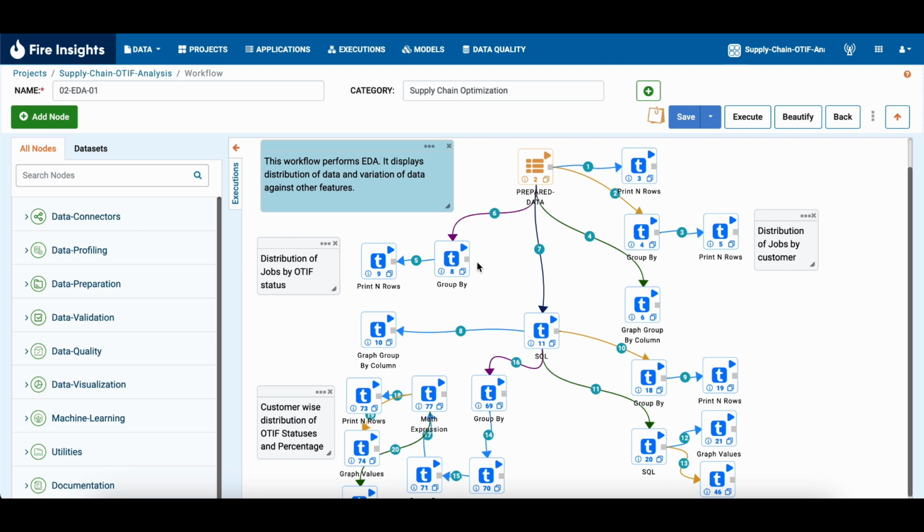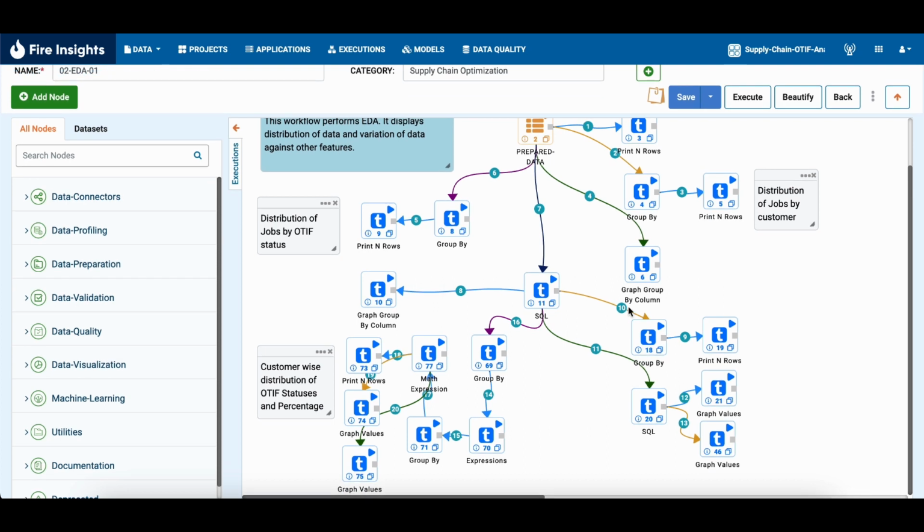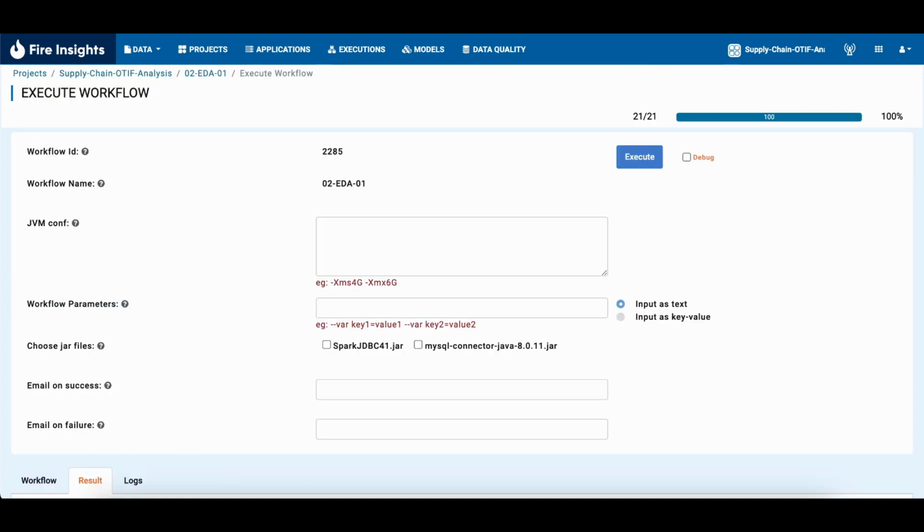For our on-time in full analysis, we will be focused on two things. The first is the distribution of the jobs by the on-time in full status and the distribution of jobs by customers. In this case, we have two customers, Procter & Gamble and Unilever. After this, we will then combine each of these two to produce the customer-wise distribution of OTIF statuses, and additionally, we will calculate their percentages using the math expression node. Let's take a look at the execution of this workflow so that we can see it in action.